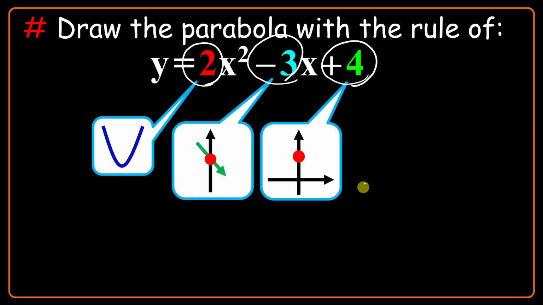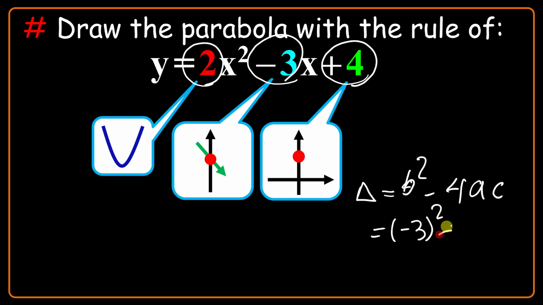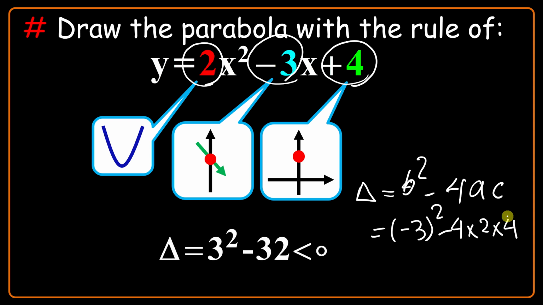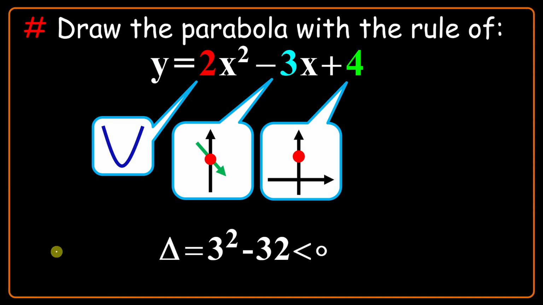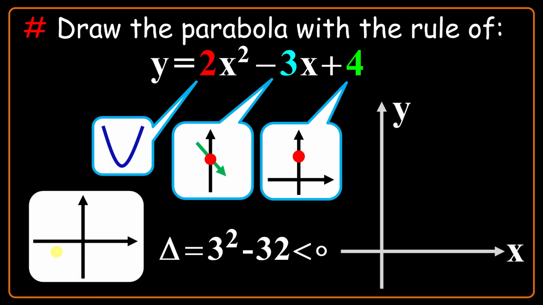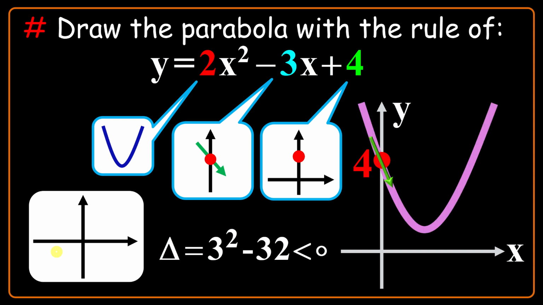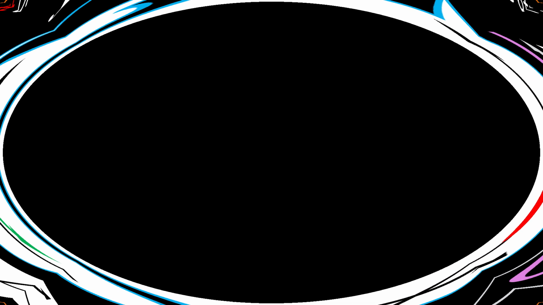What about the roots? I check the delta again. The determinant is b squared minus 4ac. b squared is negative 3 squared minus 4 times a is 2, times c is 4. Yes, here delta is negative. So there is no root again, no real root. I start plotting the graph. I start from positive 4, decreasing with negative slope, and then I draw the parabola with no touch or any crossing point with the x-axis.